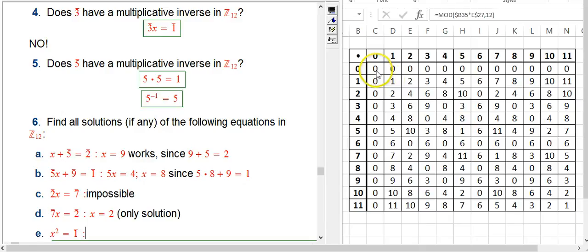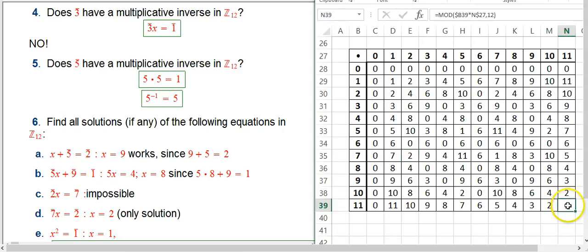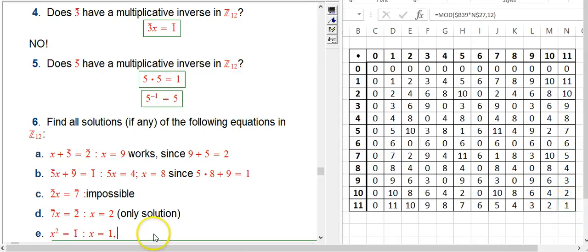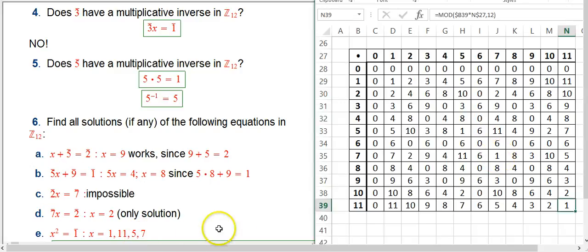But in particular, we can look at what x's multiply together to be 1. Surprisingly enough, there's actually 4 solutions. We might think, oh, it's just plus or minus 1. We get 1. We do get 11, which is congruent to minus 1. So those are the ones that aren't too surprising. But we also get 5. Oh, we knew that. That was up here. And we get 7, because 7 times 7 is 49. Reduce that and you get 1.